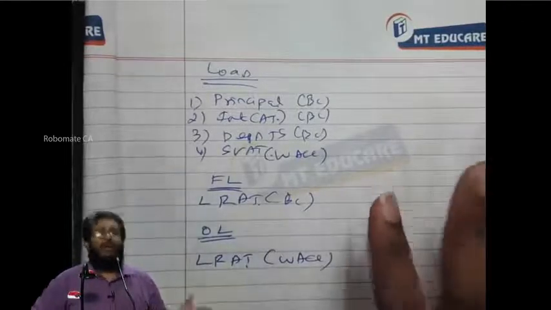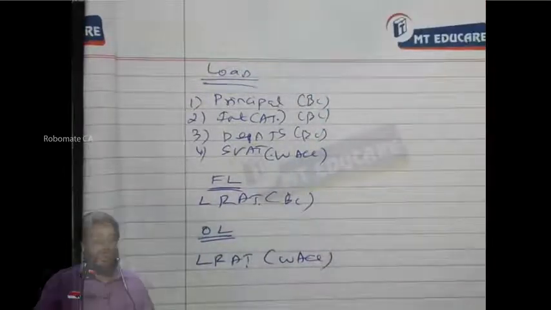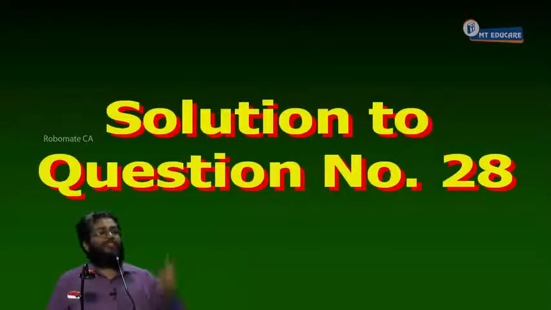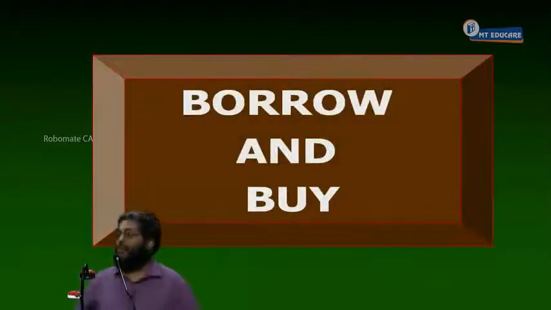Can I proceed further? Now, let's do the solution and then have the notes later. Let's do it together. Write down. Question number 28. Don't get too confused. 3 options. I forgot. What are the 3 options? Buy, that is borrow and buy. Then operating lease, financial lease. Accepted?